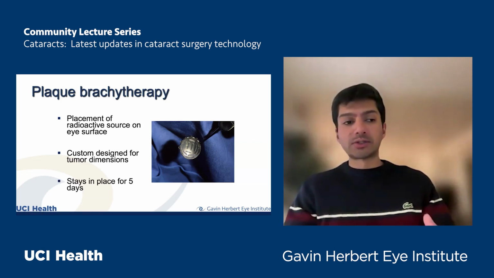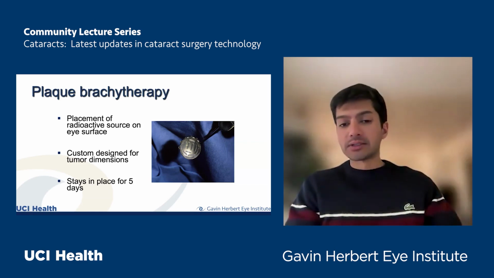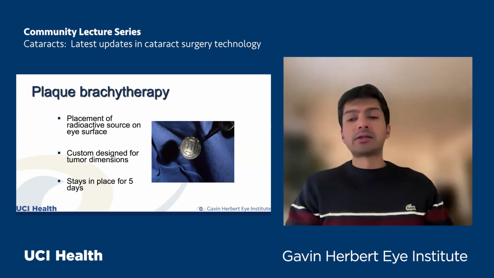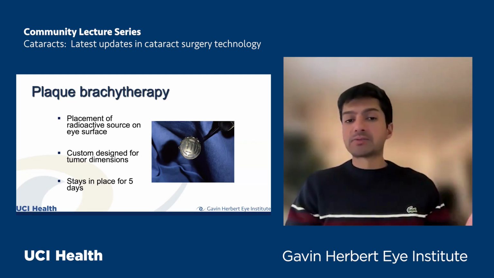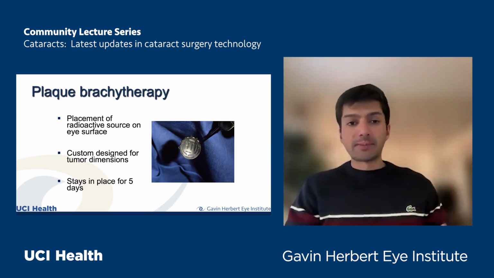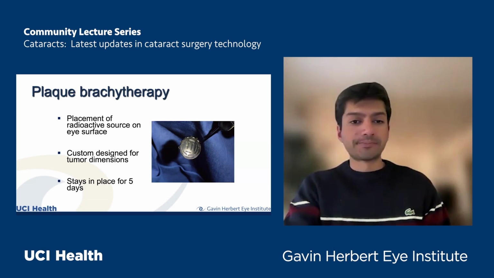What we do is that during the surgery, we place this on the surface of the eye and we suture or sew it into place. And then the patient goes home, it stays in place for about 5 to 7 days, and then the patient comes back, and we remove it a week later.